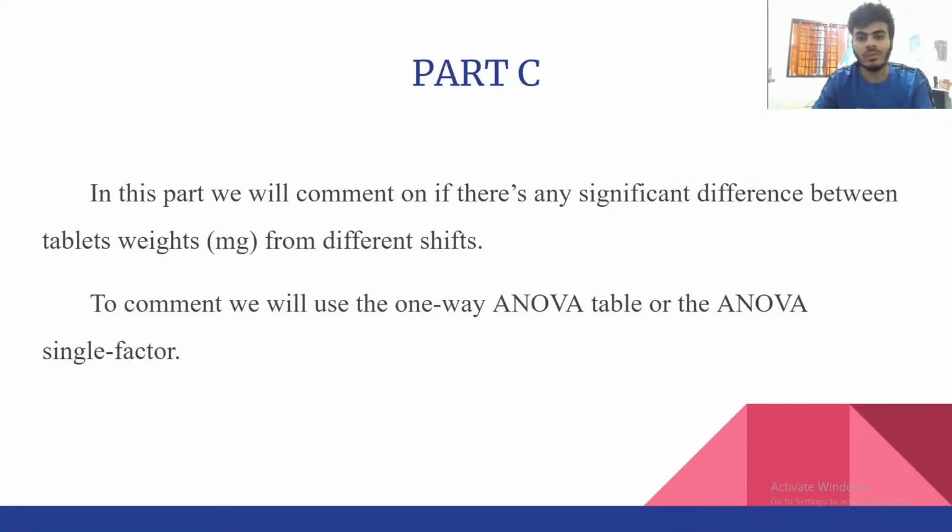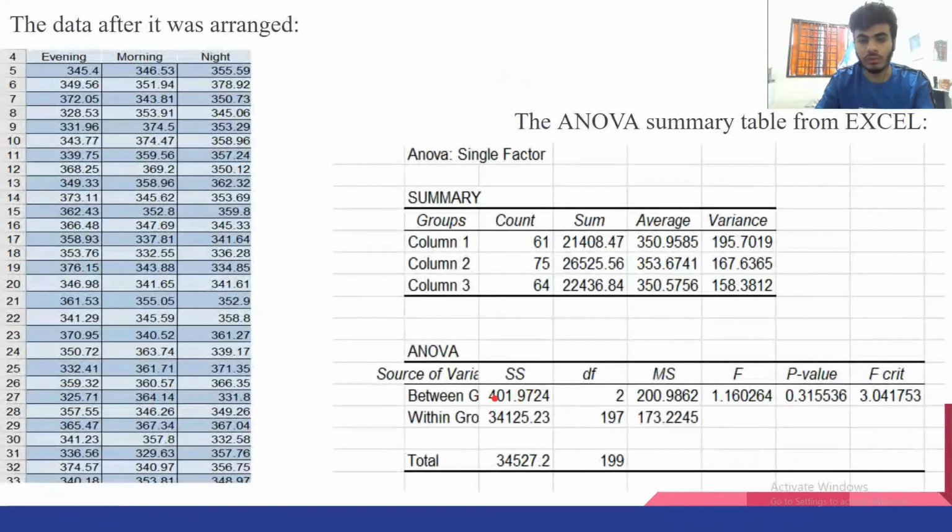Assalamualaikum, my name is Maz Magdi, and I'll be moving on with the presentation on part C, which wants us to comment whether there is any significant difference between tablet weights from different shifts or not. We will use the one-way ANOVA table, or the ANOVA single factor, to detect any difference from the different shifts. Before we conclude our test, we must rearrange the values of weight in terms of shifts: morning, evening, and night. This is how they look after the rearrangement.